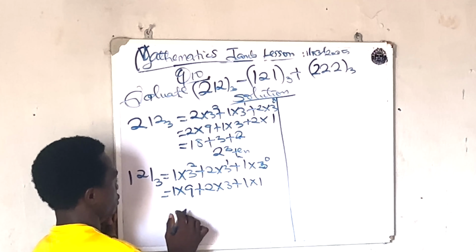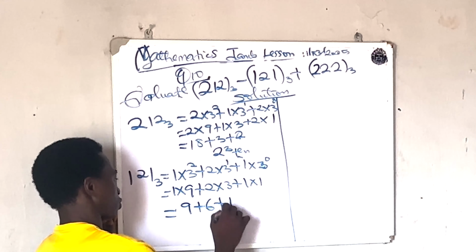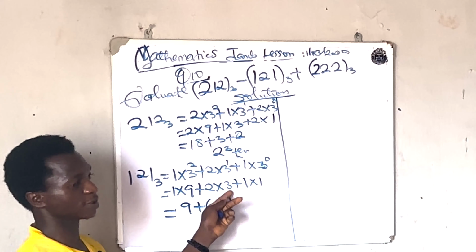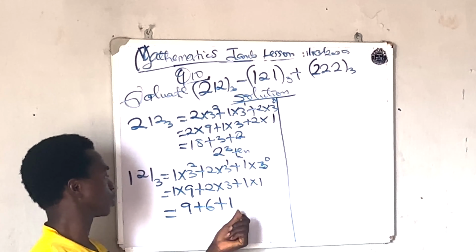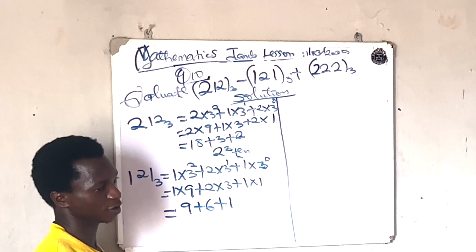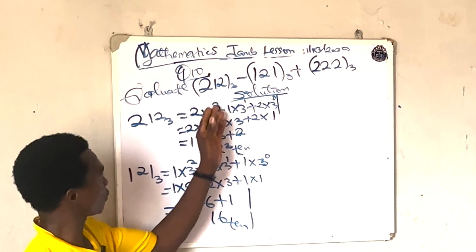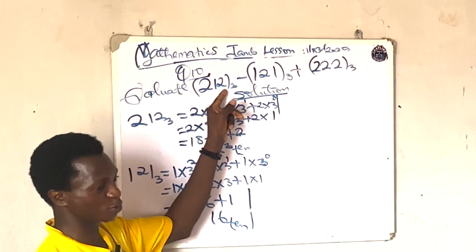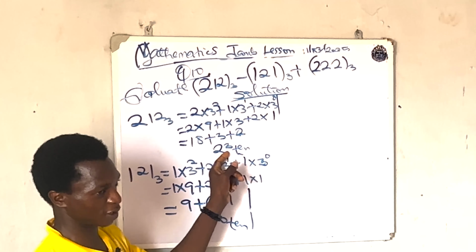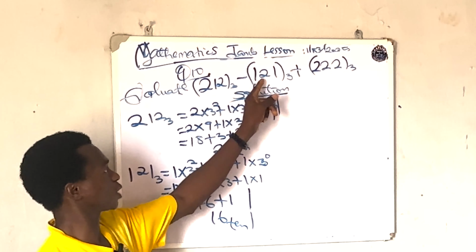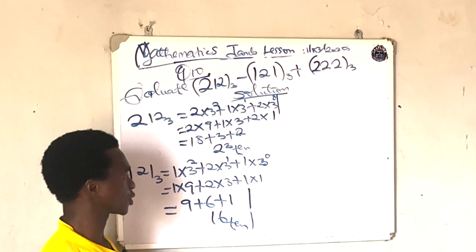So 1 times 9 will give us 9, plus 6 here, plus 1. 2 times 3 gives us 6. 1 times 1 gives us 1. 1 plus 9 will give you 10, plus 6 you have 16 in base 10. After converting 2, 1, 2 in base 3, you obtain 23 as your answer. You convert 1, 2, 1 in base 3 to base 10, you obtain 16 as your answer.